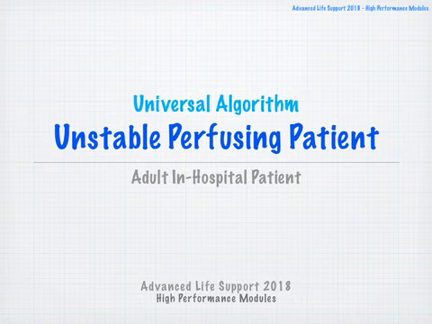In advanced life support, there are generally two types of patients covered within this course. Either the patient is in cardiac arrest, where we address it using the universal algorithm for cardiac arrest, or the patient has a pulse but is unstable. And this is the lecture on the universal algorithm used for patients who are unstable but perfusing. That is, they have a pulse.